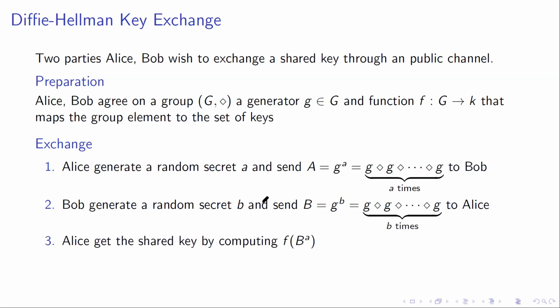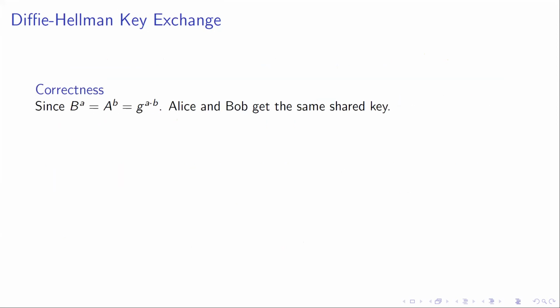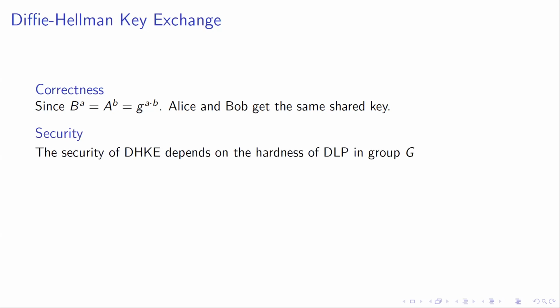Then Alice gets the shared key by computing F of B to the power of a, and Bob gets the shared key by computing F of A to the power of b. Since B to the power of a equals A to the power of b, which equals g to the power of a times b, Alice and Bob will get the same shared key.